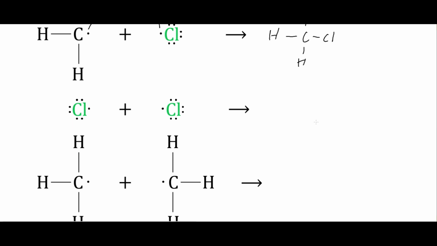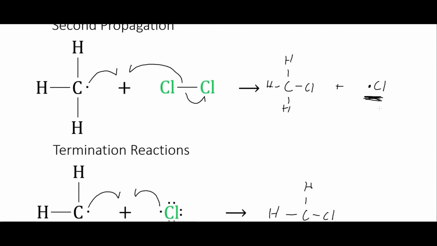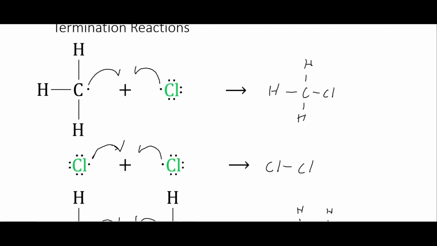We can also have two of these coming together. So we have two of these coming together like this to produce our Cl, and we can have two of these coming together to produce an ethane here. And so this will produce an ethane from this reaction. And so we have one electron coming from there and one coming from there to form our bond. And so we see none of these are producing another one of our reactants here. And so that's why those are called termination steps.